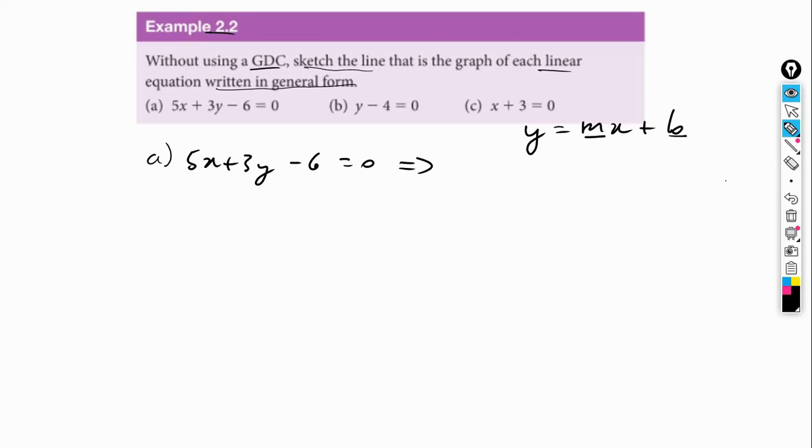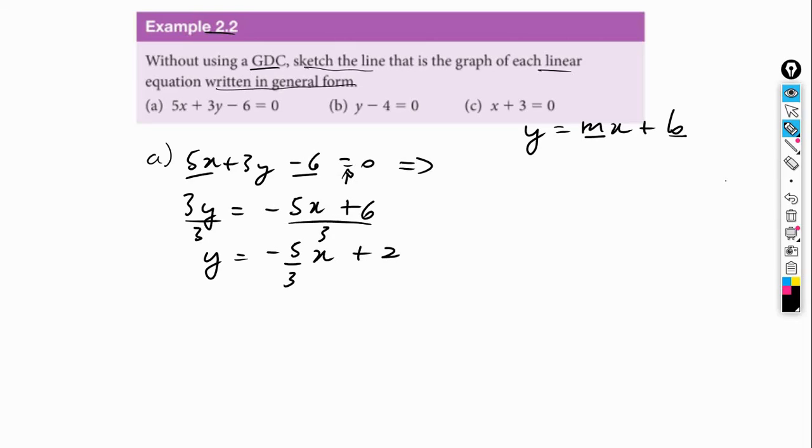So we can rearrange this and write it as 3y is equal to negative 5x plus 6. Don't forget to change the signs on these when you move them to the other side of the equality. And then we can divide both sides by 3, and we're going to get y is equal to minus 5/3 x plus 2. So notice that I'm dividing here by 3, and I'm dividing all of this by 3 as well. And what we have to do now is graph it.